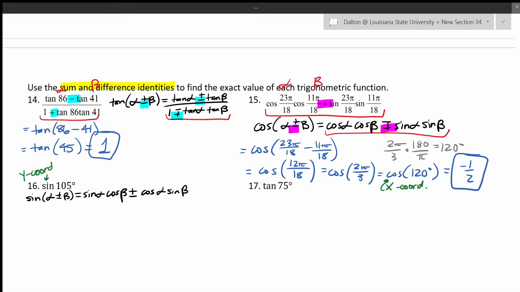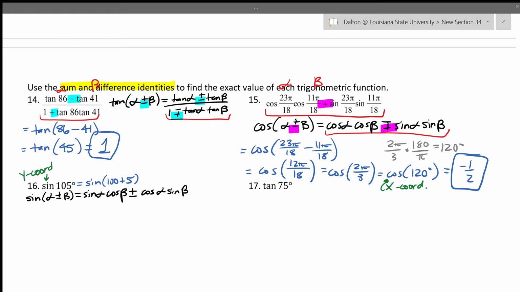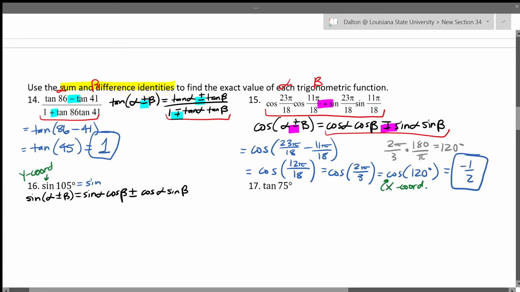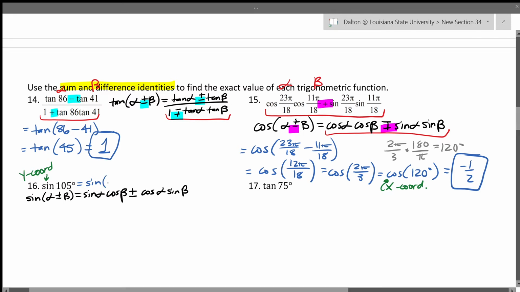Now, you very well could say, well, 105 degrees is the same thing as 100 degrees plus 5 degrees. And though you would be right, that isn't helpful either, because those are also not on the unit circle. So the trick is to pick numbers on the unit circle that you know the sine and cosine values of, that will help you once you plug them into the identity. So hopefully, after looking at your unit circle, you might come up with the numbers 60 plus 45, because 60 plus 45 is 105 degrees.